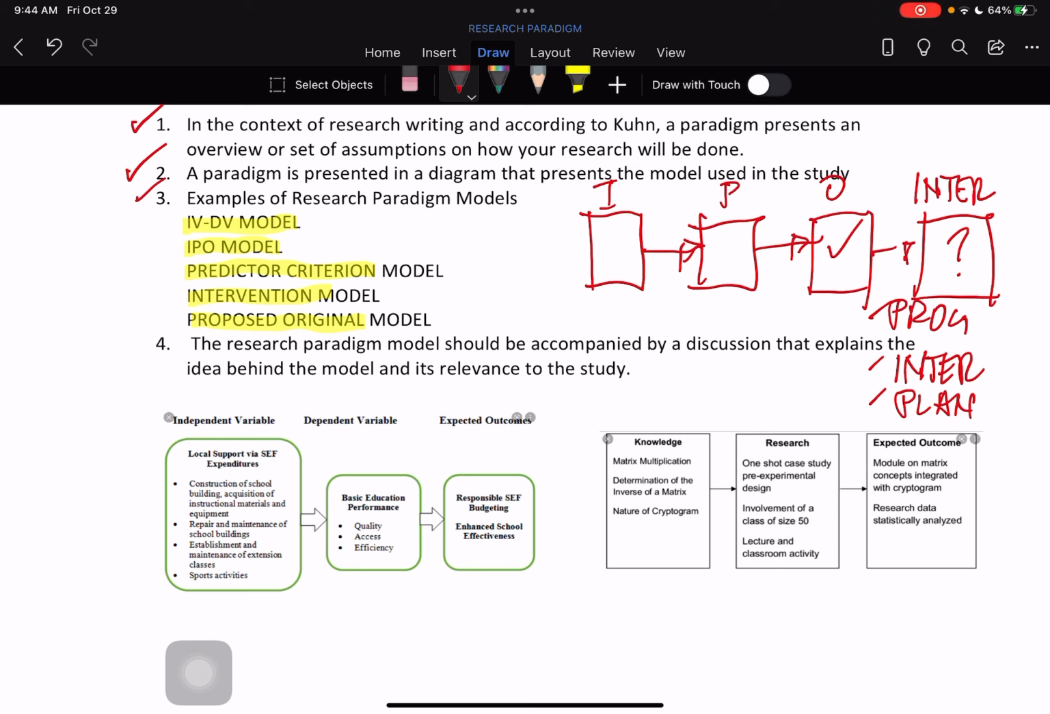And the proposed original model, if you do not want to use any of these models, you can create your own model, just as long as the concept and the idea are there, meaning the variables that you used in your research, the relationship of these variables to each other, and the flow of how your study will be accomplished will be presented in your model, then that's okay. So that will fall under what we call the proposed original model.